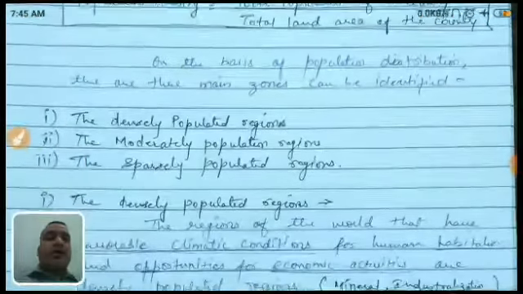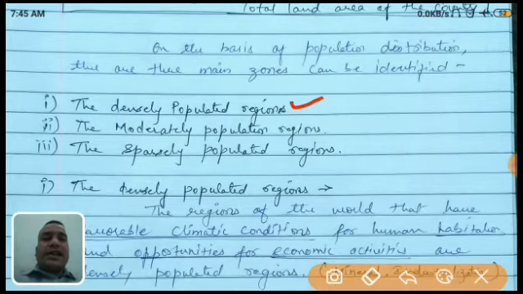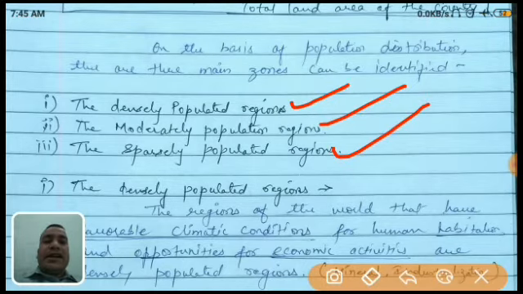On the basis of population density, we can classify it into three zones. What are these? First, the densely populated region. Second, the moderately populated region. And third, the sparsely populated region.